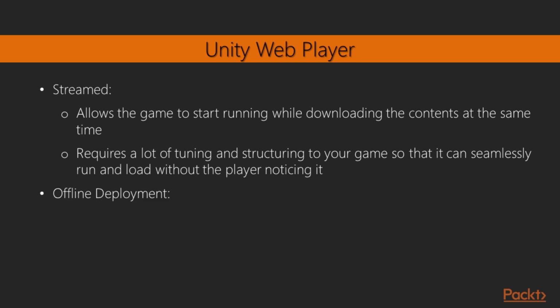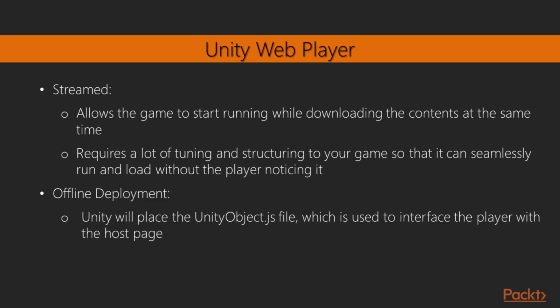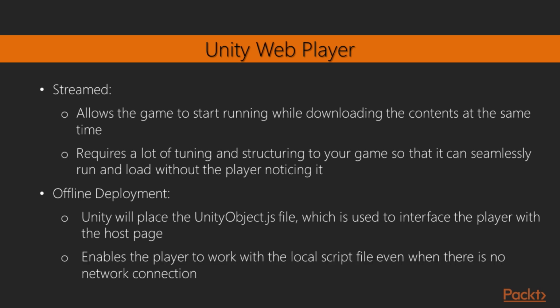Offline deployment. By checking this option, Unity will place the UnityObject.js file, which is used to interface the player with the host page, alongside the web player during the build. This enables the player to work with the local script file even when there is no network connection.